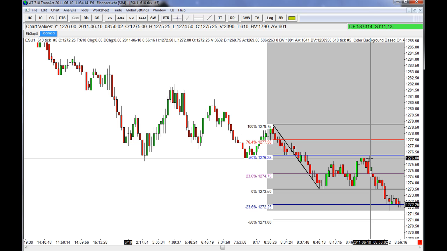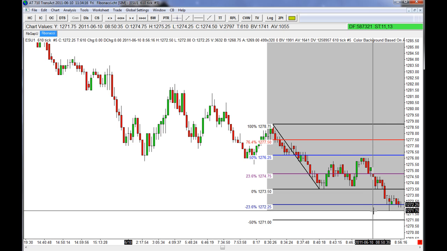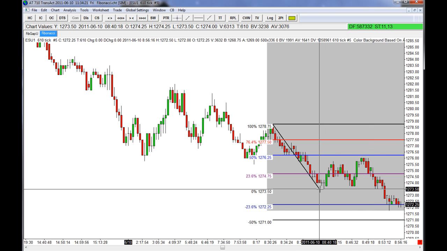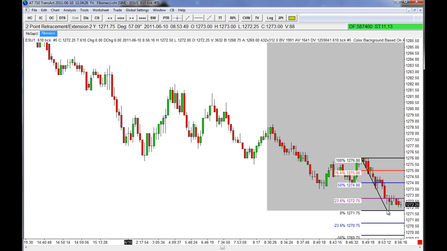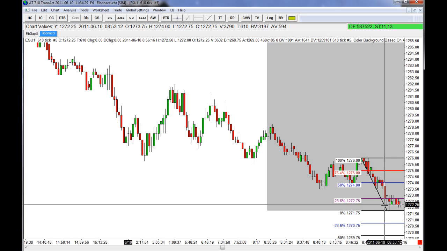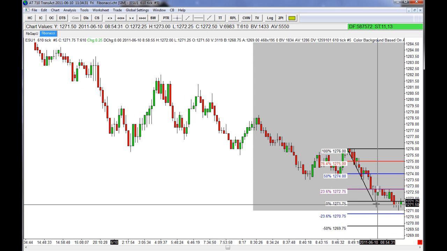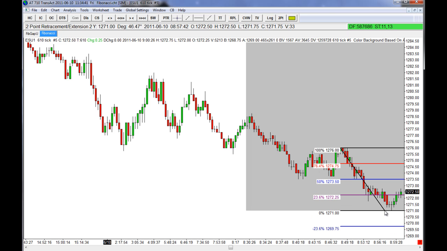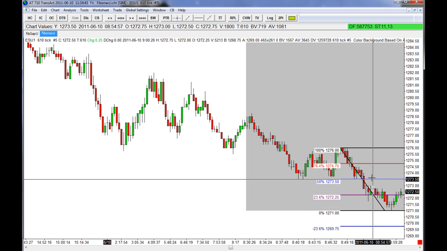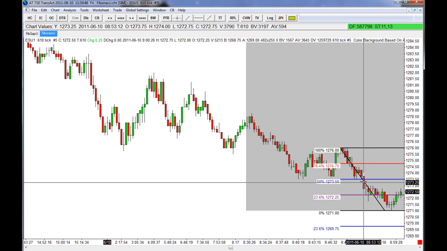In this case, the high was at 1276 and the low at 1271.75, so it did meet the criteria. So I drew a new fib from that high to this low. Price then moved past the 0% level back to 23.6. So I again moved the 0% line and moved my sell limit order to 1273.25.